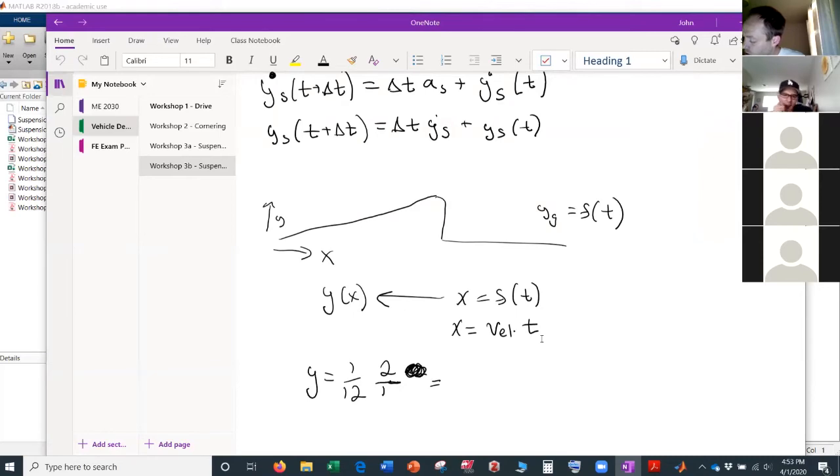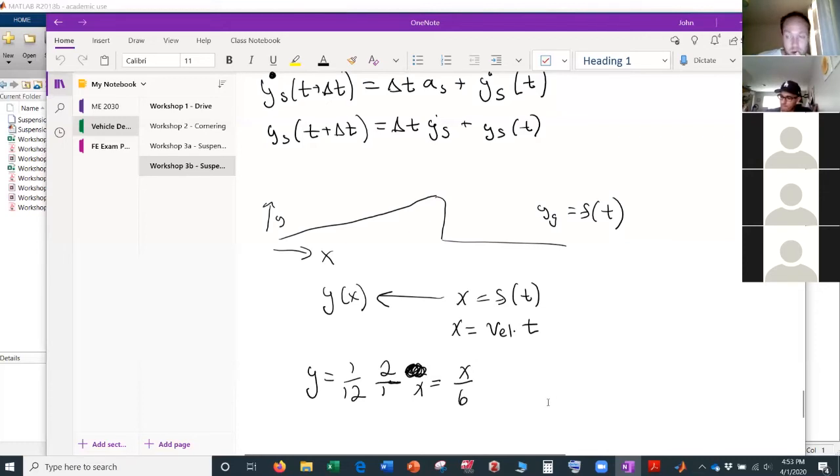So that would be times x. So this is x over 6. That means if I go to the right 6 inches, I'll be up, wait, this is in feet. If I go over 1 foot, I'll be up 1/6 of a foot. Okay, yeah, that's right. So that was 2 inches.